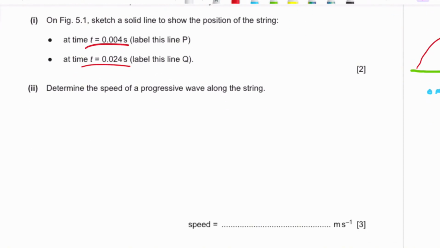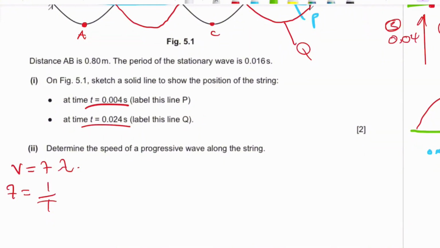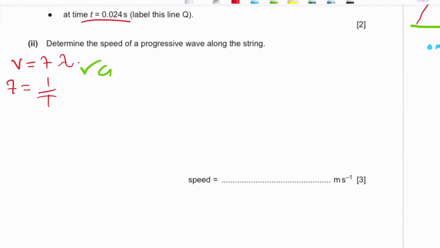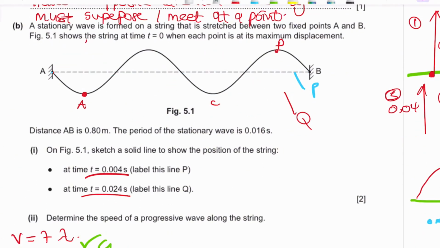We've been asked to determine the speed of the progressive wave, right? We know that V is equivalent to f lambda. So what we need is lambda and f. But we already have the value of f, because f is actually 1 over T. Just stating this, you get your first mark. Remember, just stating a formula gives you your first mark already. So v is actually lambda divided by T. So what we need is the value of lambda.